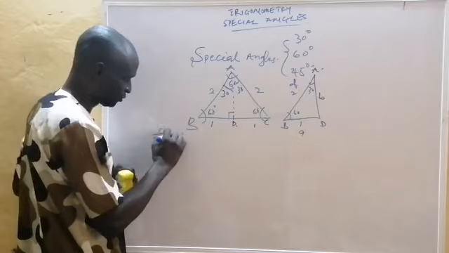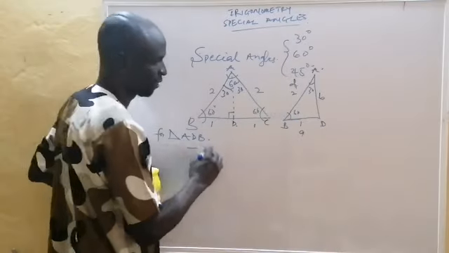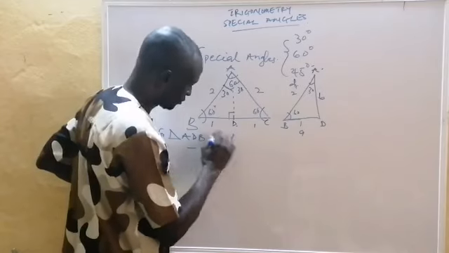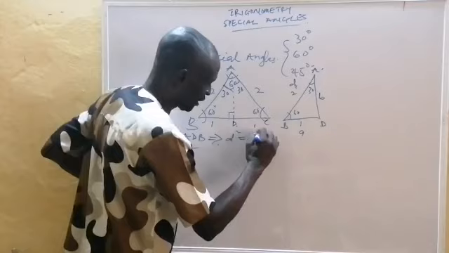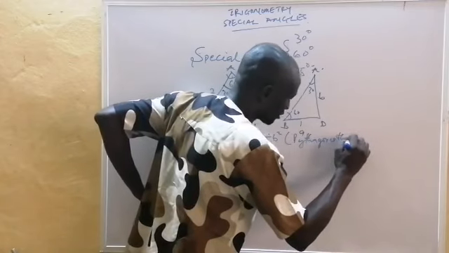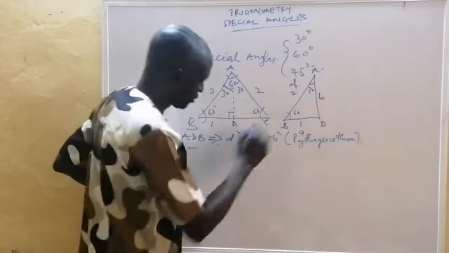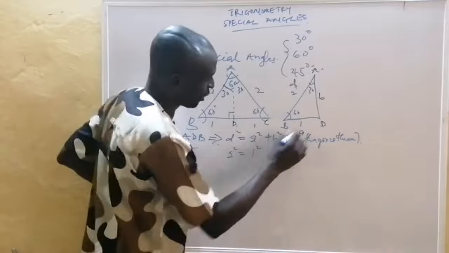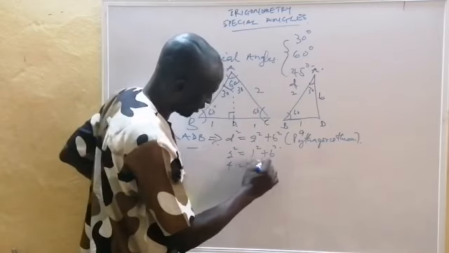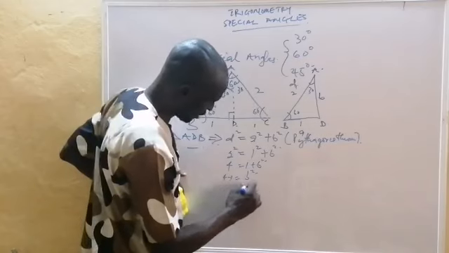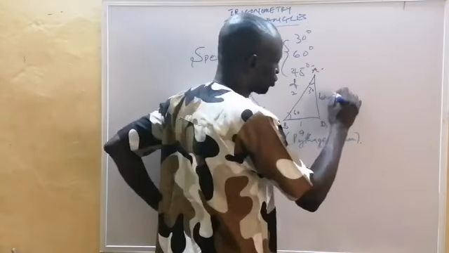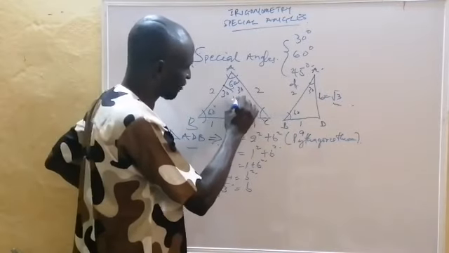Now for triangle ADB, I can confidently say that from Pythagoras theorem, my D squared will be equal to A squared plus B squared. Remember that's Pythagoras theorem. So that my 2 squared is equal to 1 squared plus B squared. 2 times 2, that's 4. Here is 1 plus B squared. So that 4 minus 1 is equal to B squared, and B will be equal to root of 3. So this side confidently is root 3. So I can substitute root 3 for what I have here.